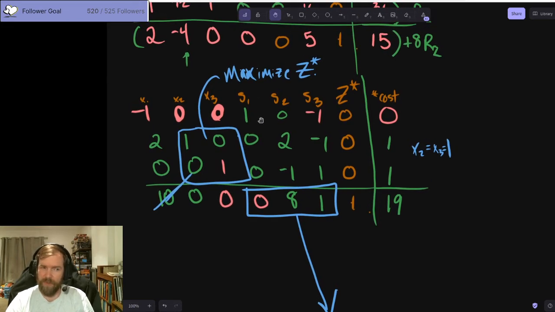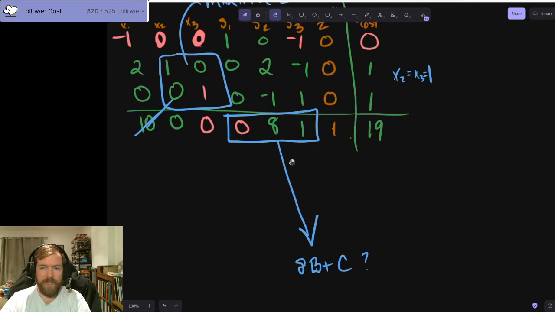it's really weird, the really weird thing about this is that our solution is the slack variables. Our solution to the original problem is the slack variables. When we take those, 0, 8, 1, we end up with 0a plus 8b plus c. Let's clean that up a bit.